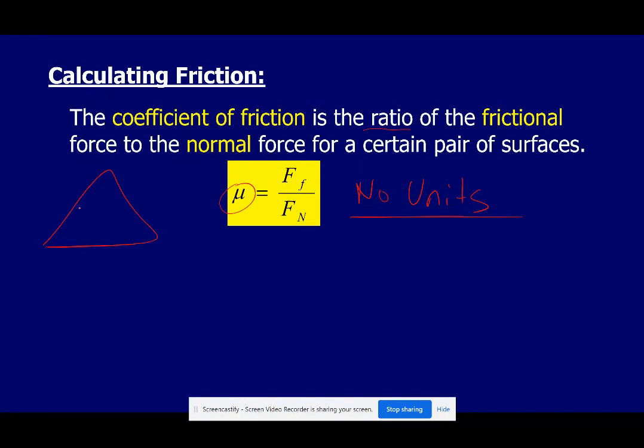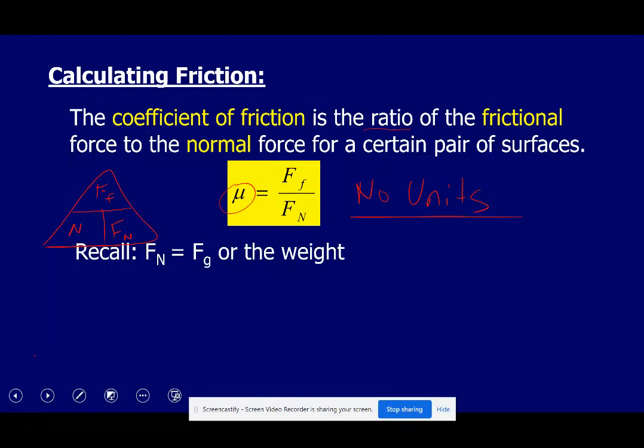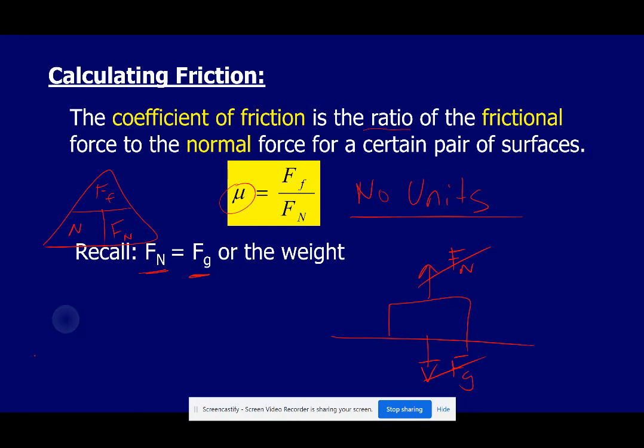If you need a triangle to help you along with this, there's your mu, here's your friction on top, and here's your normal force down here. In most cases, you're just going to say that the normal force equals the force of gravity. Like I said, you've got an object, gravity down, and the normal force up, so they always balance each other. For the most part, I'm going to stick to situations like that where normal force equals gravity. I'll let you know when we're moving away from that.